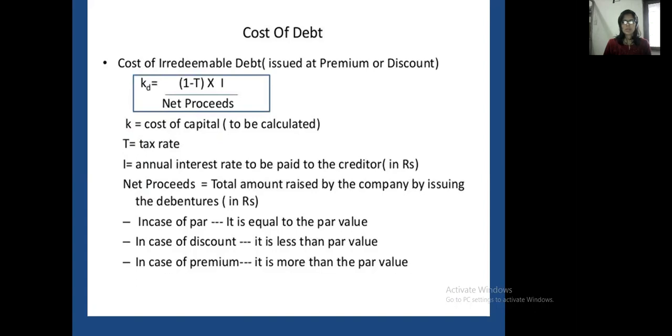So in case of par, it is equal to the par value. Par means at the same value. Discount means at less than par value. For example, if the value of something is 100, then 100 is the par value. If you issue your debenture at less than 100, that means you are giving a discount. And if you are at 105, that is considered a premium. So in case of par, it is equal to the par value. In case of discount, it is less than par value. In case of premium, it is more than par value.